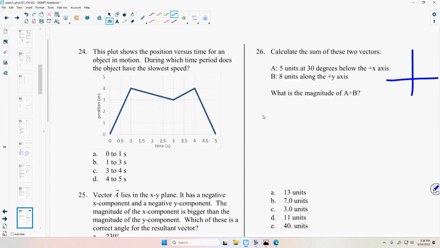All right, so calculate the sum of these two vectors. Again, I might draw a picture. So 30 degrees below the plus x-axis, 5 units, and then 8 units along the plus y-axis. So that's a little bit bigger. And then my resultant is going to look like that. So I know that I can get rid of really anything that's more than 8. I can get rid of that, that, and that. Y'all see how I did that? If I've drawn this even closely, I know that this vector is definitely shorter than this vector, as I sketched it out. If you're not sure about that, that's fine. You just follow the technique.